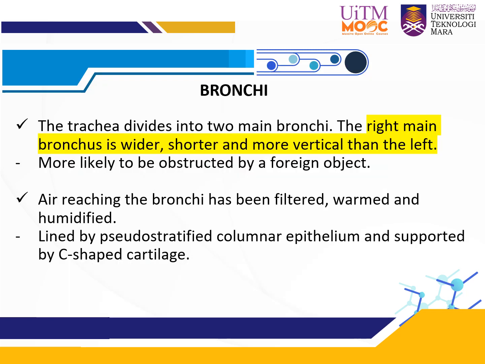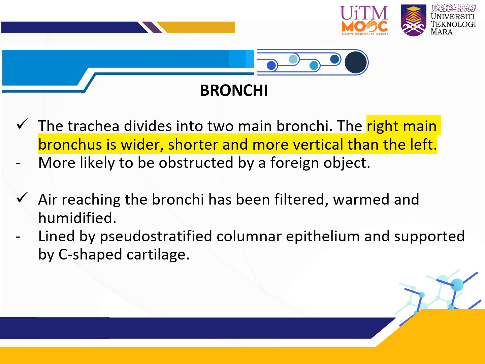Moving on with bronchi, the trachea divides into two main bronchi, the right and the left. The right main bronchus is wider, shorter, and more vertical than the left, meaning it's almost straight, and is more likely to be obstructed by a foreign object. What does it mean? When you swallow something and you did not swallow it properly, it goes into your right lung much more easily than the left because of the almost straight shape of the bronchus.